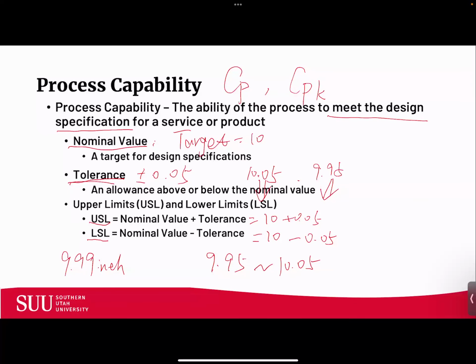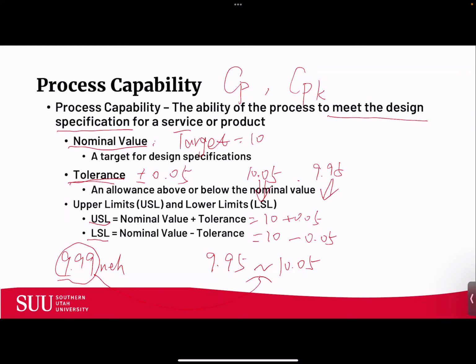Okay, so let's start the poll over there. So 9.99, if it is acceptable or not, it depends on whether it is within the range or not. It's between 9.95 and 10.05, so it's good. Anything above it or below it will not be acceptable. Okay, so this is about the tolerance over there.